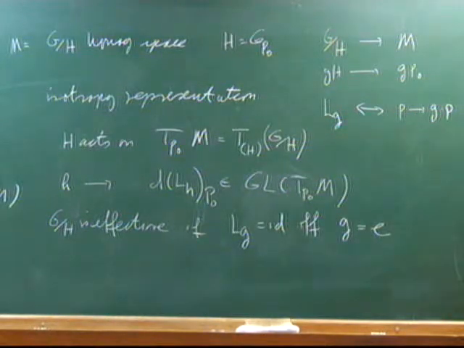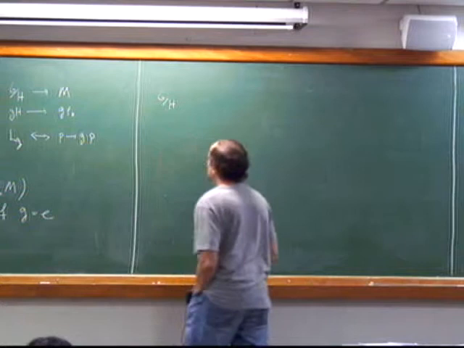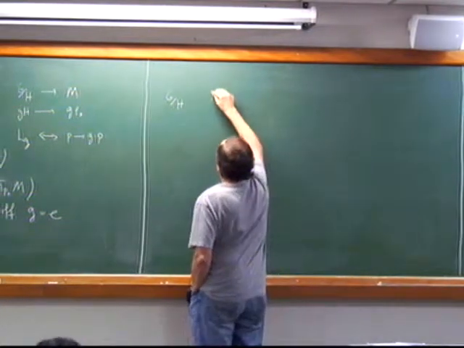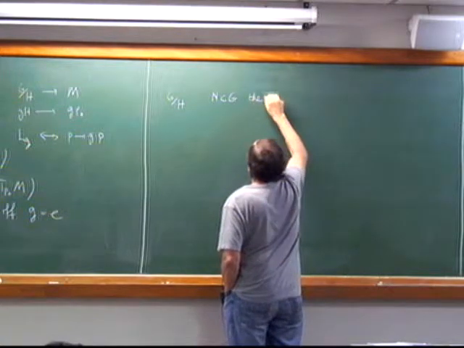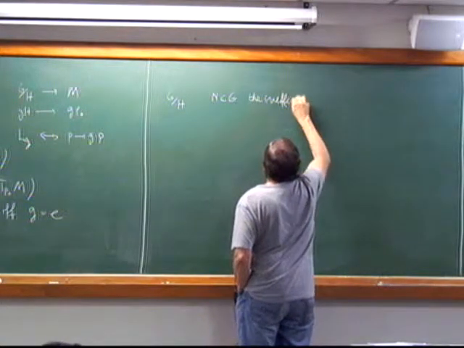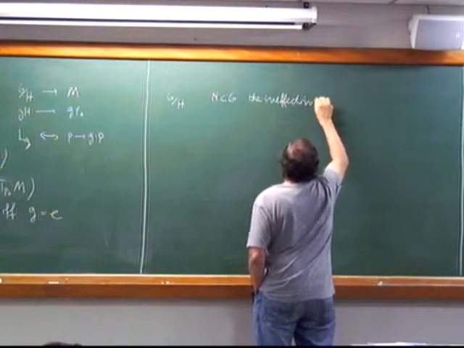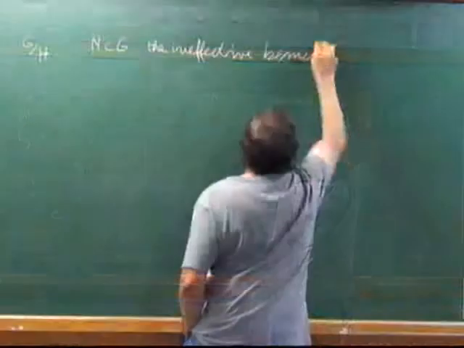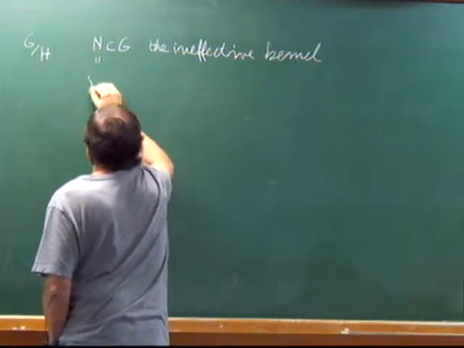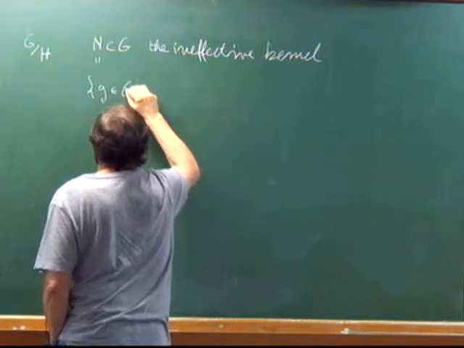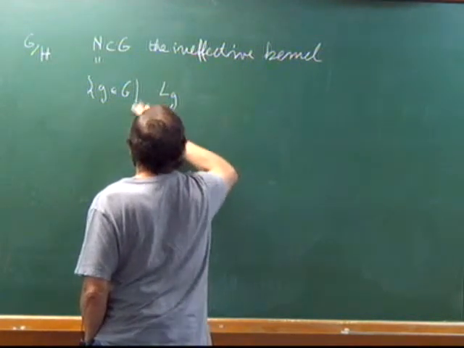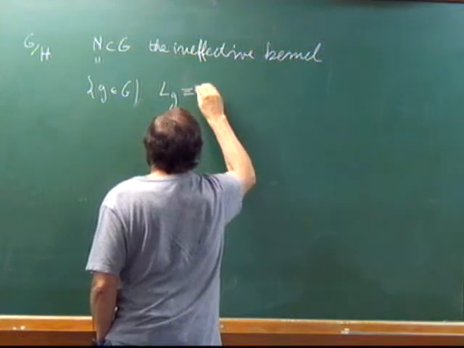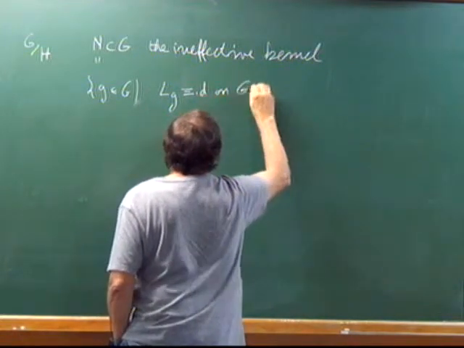So in terms of G and H, what does this mean? Let's start with a general homogeneous space G mod H, and let N be the ineffective kernel. So it is the set of all g in G such that L_g is the identity on G mod H.